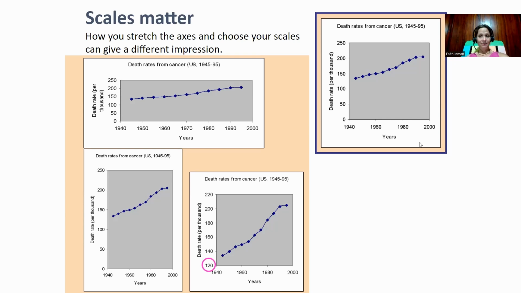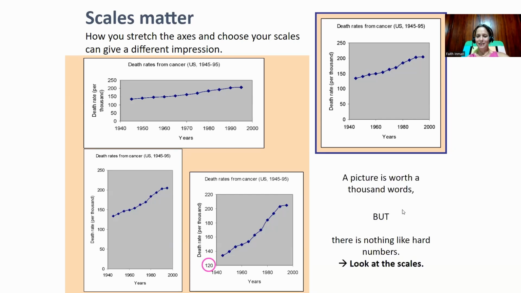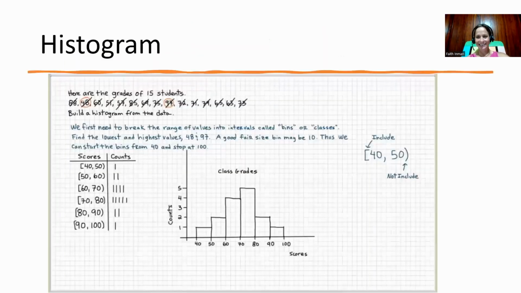Does that mean we're more at risk for cancer? Or is it that other causes of death are less likely, or people are living longer and they're more likely to die from diseases like cancer, whereas they used to die from wars and accidents? I don't know. So a picture is worth 1,000 words, but there is nothing like hard numbers. Look at the scales. Moral of the story, look at the scales.